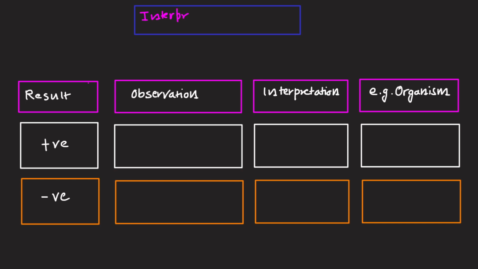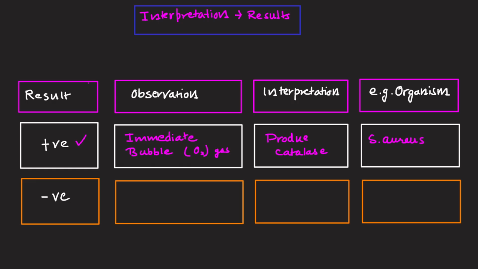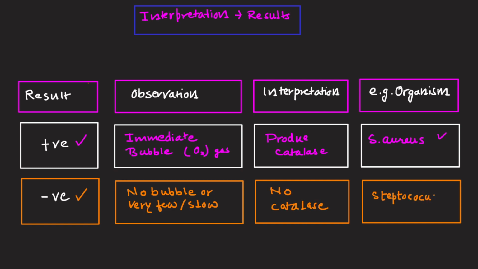Now let's do the interpretation of the results. In case of the positive catalase reaction, you will see immediate bubble formation due to the gas production, due to the oxygen gas release. Interpretation will be the bacteria produce the catalase enzyme, and the example for that is Staphylococcus aureus or Staphylococcus species in general. In case of a negative test, what will happen? No bubbles get formed, or you will see very few bubbles that probably arise due to the mixing that you are doing, and do not take that as a positive reaction. Interpretation will be the bacteria lack catalase, and the example for this is Streptococcus species and also Enterococcus species.